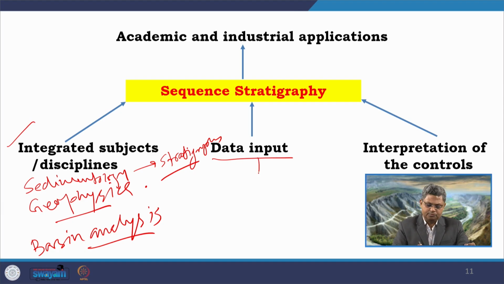Now, coming to the second component, which is the second pillar in sequence stratigraphic study, the data input. Within this data input, I am trying to tell you what the sources of getting data for doing a sequence stratigraphic study are. The best way of doing sequence stratigraphy is definitely some subsurface data.